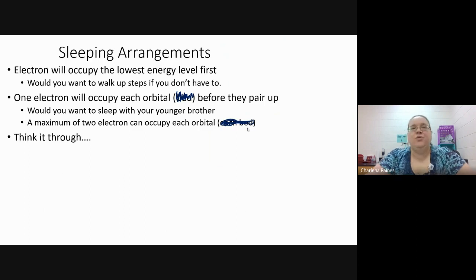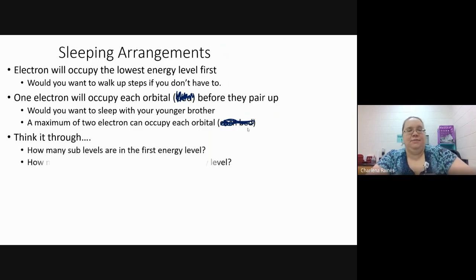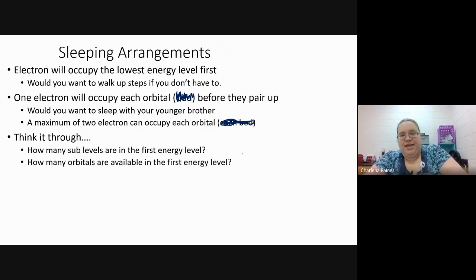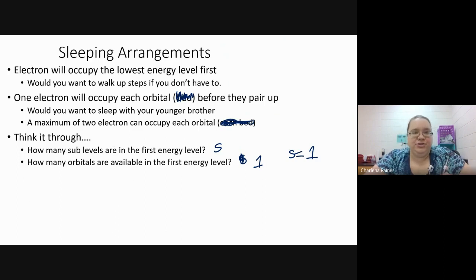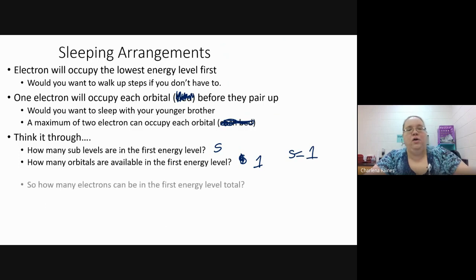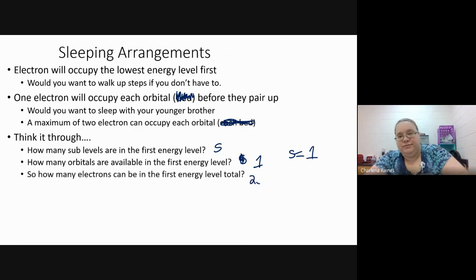So if we think it through with what we saw the other day, we saw that the first energy level only had the S sublevel. Therefore, it only had one orbital because S always has one orientation, one orbital. So in that first energy level, we can only hold 2 electrons.